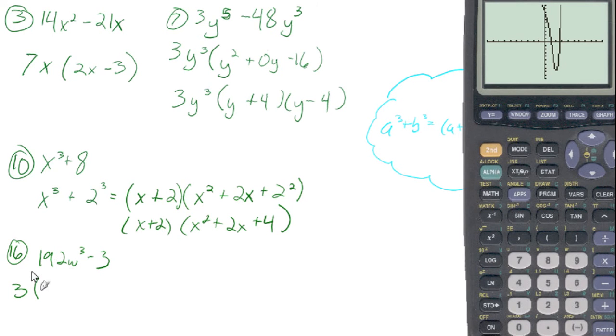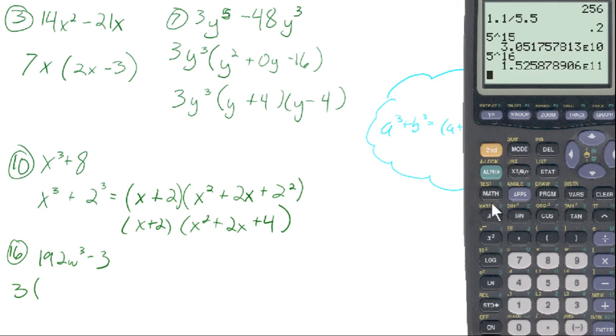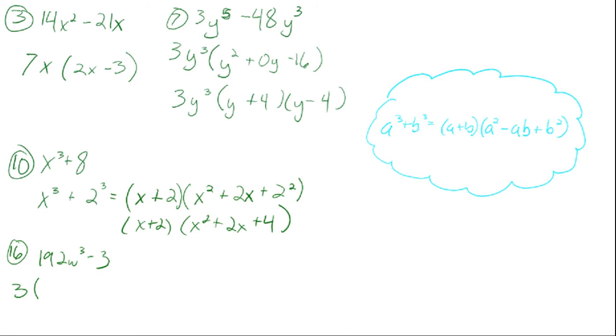You can tell that this has a factor of 3 because you can add the digits together and get a multiple of 3. So you know it's divisible by 3, but what is 192 divided by 3? It's 64. So we get 64w cubed minus 3. No, minus 1. Okay.